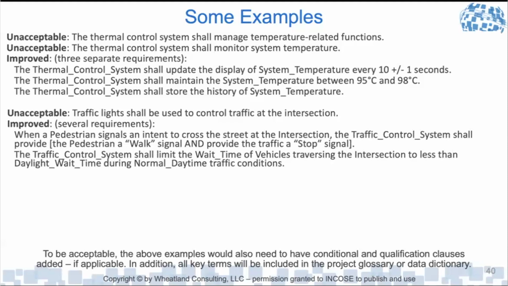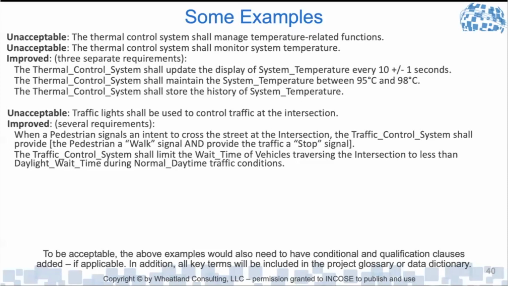So each of these that are capitalized are terms that are defined someplace, and I've not stated any implementation. So I said when the pedestrian signals an intent, I didn't talk about pushing a button. I didn't talk about anything. I just said that they're going to signal. How that's done is part of the design solution. Because this is the design input, I'm communicating what I really want to communicate. We're not telling them how to implement that.